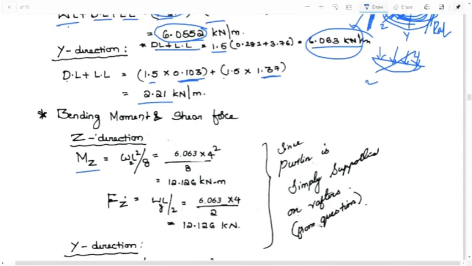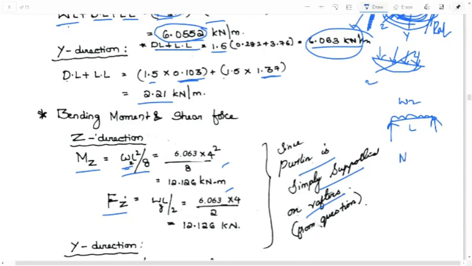Now, Mz, simply supported, right? Since the purlin is simply supported on the rafter, from the question, it is WL square by 8. So with Wz, you get this equation. And of course, find out the shear force Fz also, WL by 2. Isn't it right? Simply supported. So this is the Wz load and this is L.